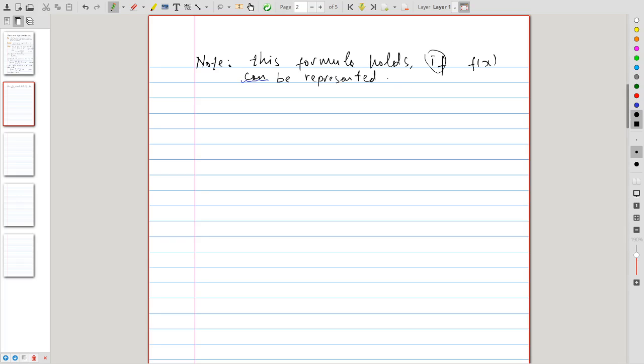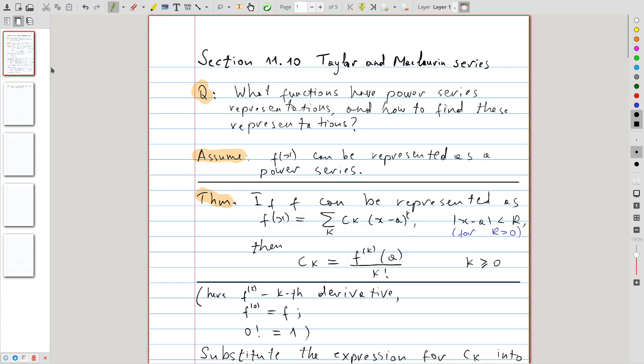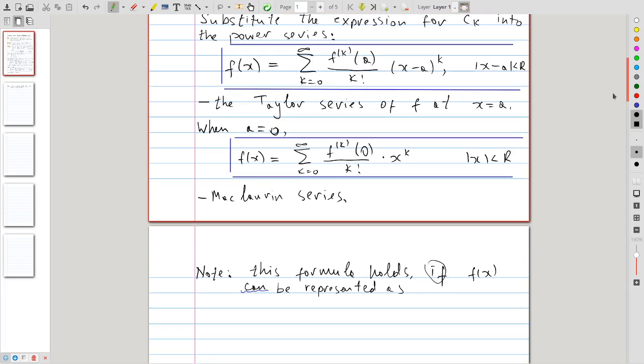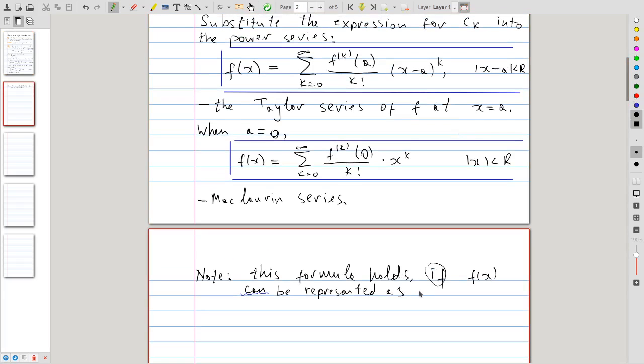So you're making this important assumption. You're saying, okay, let's say my f of x can be represented as a power series, then I'm going to be able to obtain the coefficients of this power series using these two formulas. So this is a very, very important detail right here. In general, one would have to show that a function f of x can indeed be represented as a power series, and only then can you proceed to use these formulas.